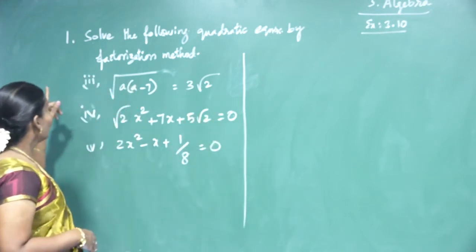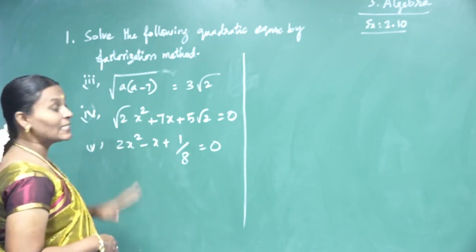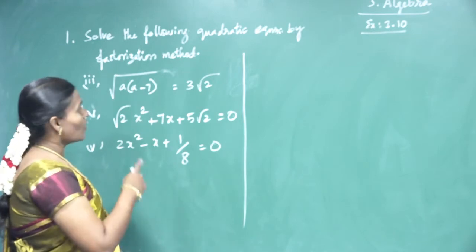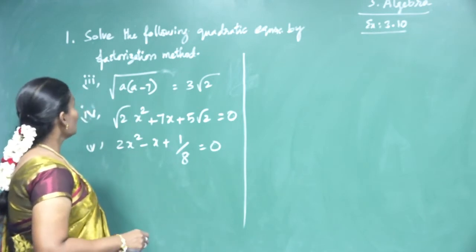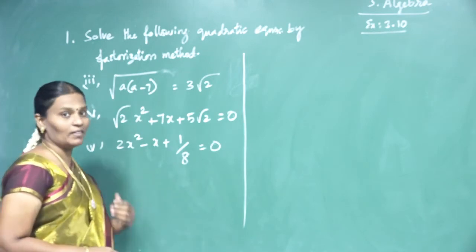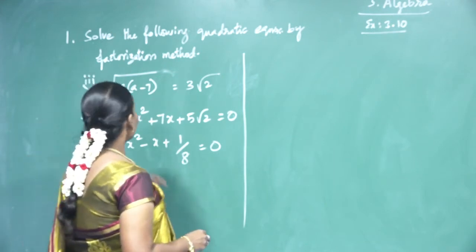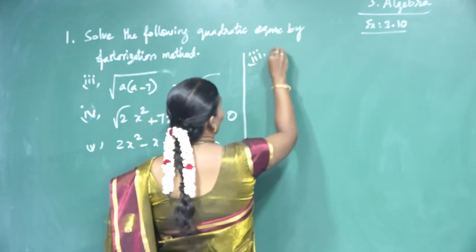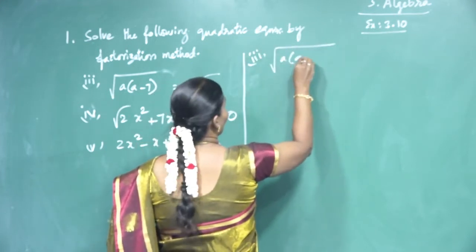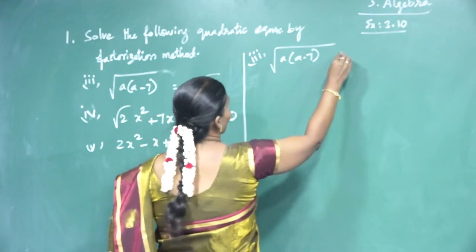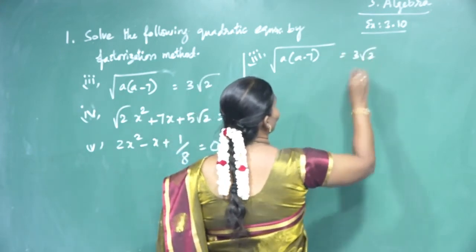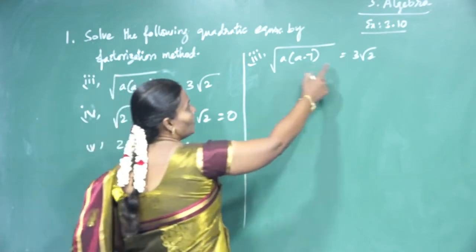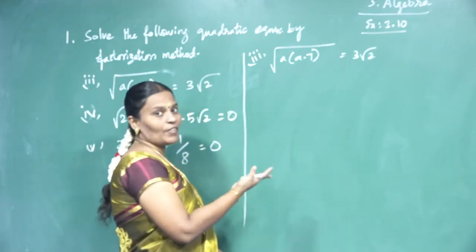Today we are going to see the third chapter, algebra, exercise 3.10, first topic, third sum. Solve the following quadratic equations by factorization method. See this third question. What is given? The square root of a minus 7 is equal to 3 root 2. Now make the given equation into the general form of the quadratic equation.